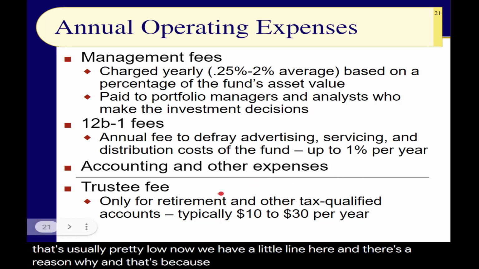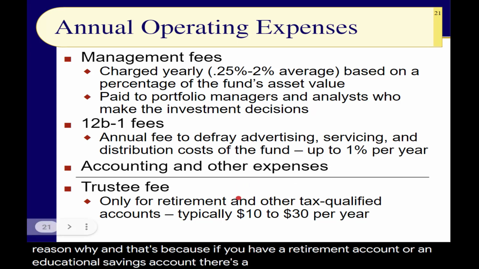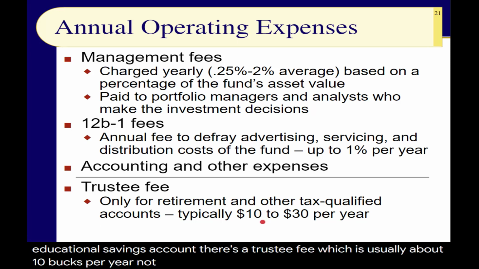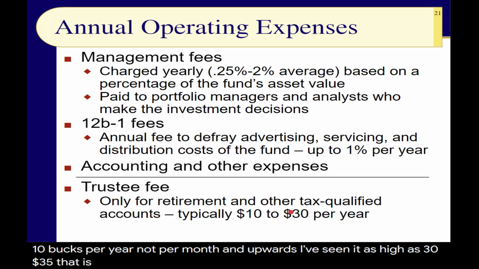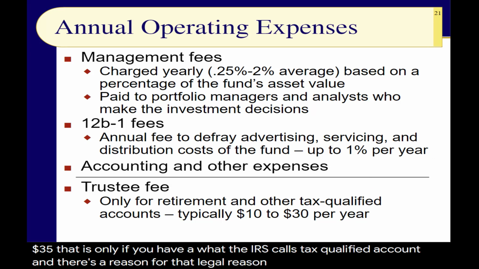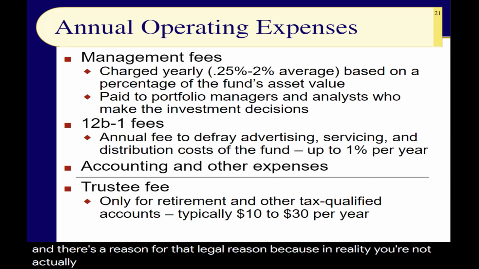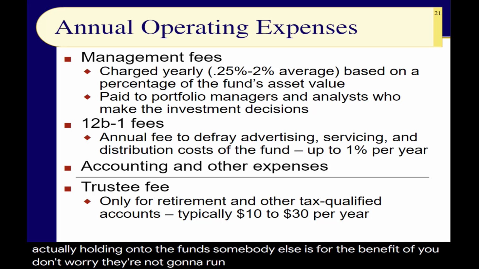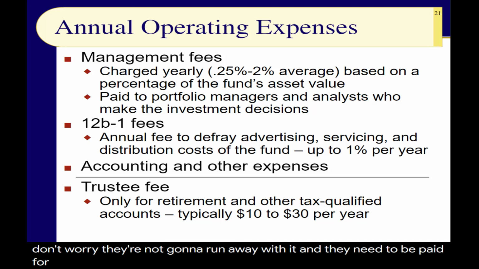And that's because if you have a retirement account or an educational savings account, there's a trustee fee, which is usually about $10 per year, not per month. And upwards, I've seen it as high as $30, $35. That is only if you have what the IRS calls a tax qualified account. And there's a reason for that, a legal reason, because in reality, you're not actually holding onto the funds. Somebody else is for the benefit of you. Don't worry, they're not going to run away with it. And they need to be paid for their job. And it typically is $10 a year, typically.